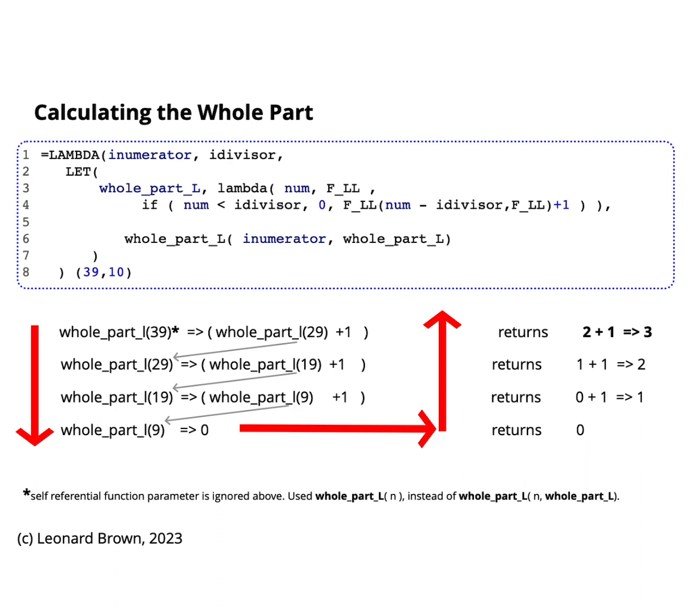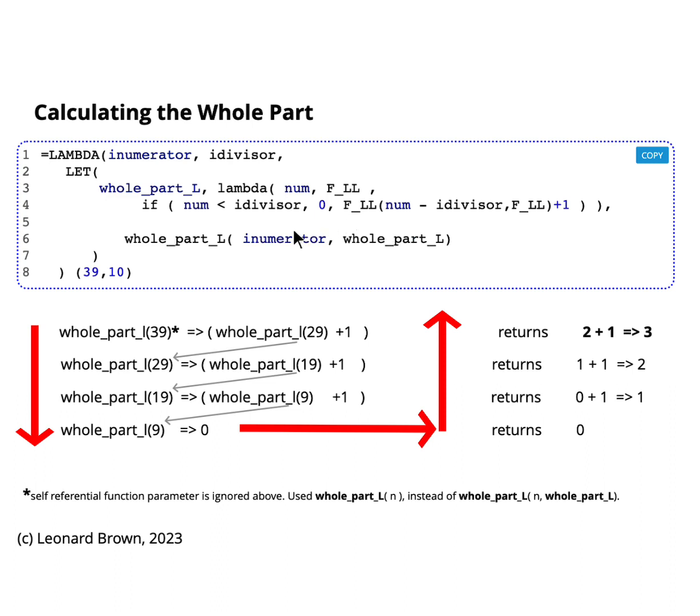Here we have developed a recursive lambda to calculate the whole number of times you can subtract the denominator from the numerator. You'll notice I'm using the placeholder variable f underscore ll. When the recursive function is called, here whole part ll, I'm including the whole part as a parameter so that we set the placeholder equal to the value of the recursive function's name, such that this function becomes recursive.